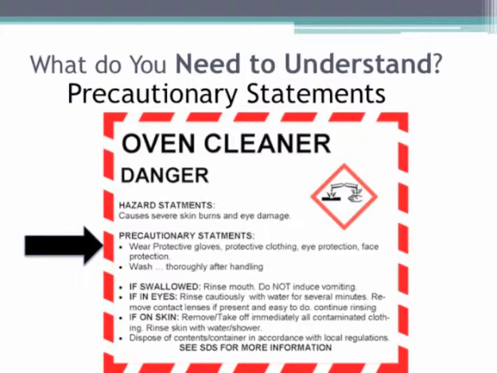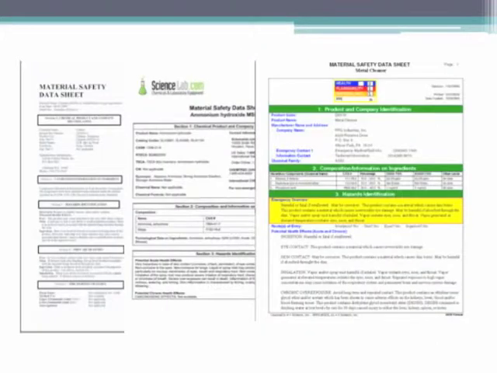Precautionary statements are on the label and SDS. They describe recommended steps that should be taken to minimize or prevent adverse effects that are caused by exposure to a hazardous chemical or improper storage or handling. Material safety data sheets will no longer be called MSDSs, but SDS, safety data sheets. Under GHS, SDSs now have a standardized format. Let's take a look at them.